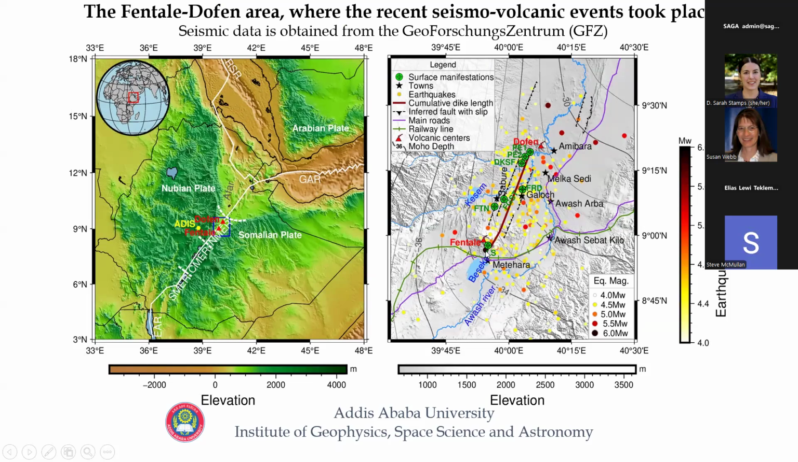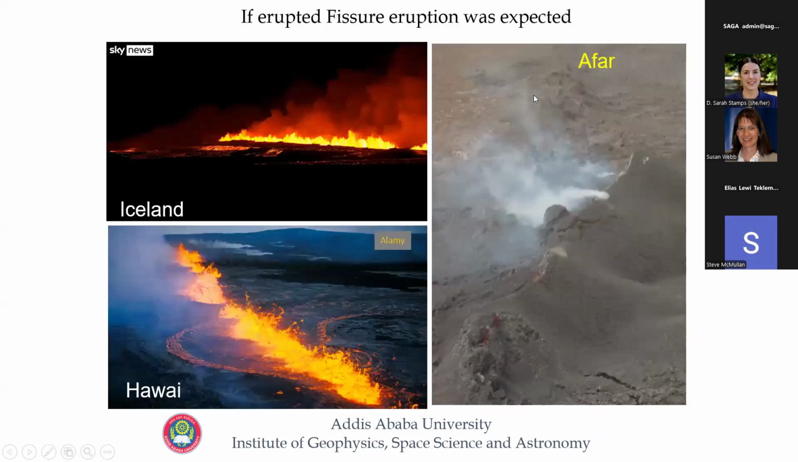And as I will show you with the InSAR, we later saw that there was a diking intrusion that went from Fentale through to Dofan, about 50 kilometers long. Some old faults were activated and no new faults were forming. There were also some marginal grabens that were activated, as you can see in the northeastern area, and there were some other faults.